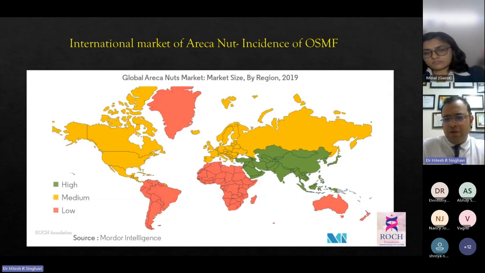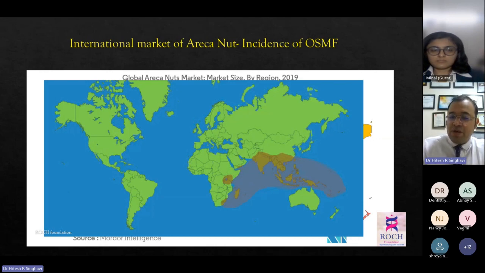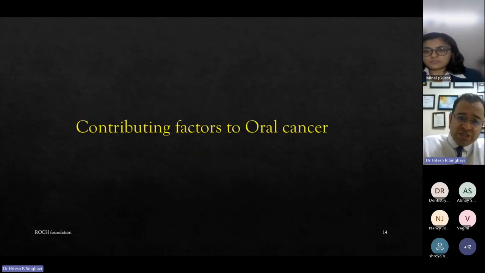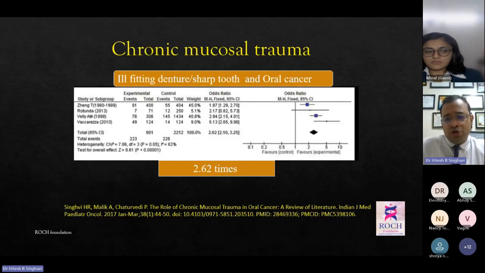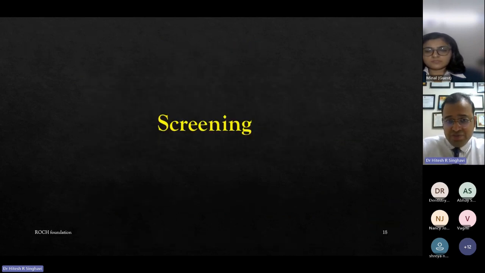This is a global map where the green color gives you the market of areca nut, and the shadow gives you the incidence of oral submucous fibrosis, showing how close, coherent, and congruent they are. The higher the market of areca nut, the higher the incidence of oral submucous fibrosis. Similarly, alcohol: both international and Indian studies have shown that it causes oral cancer. Other contributory factors are chronic mucosal trauma and poor oral hygiene. Yes, viruses cause oropharyngeal cancers, but not oral cancers.